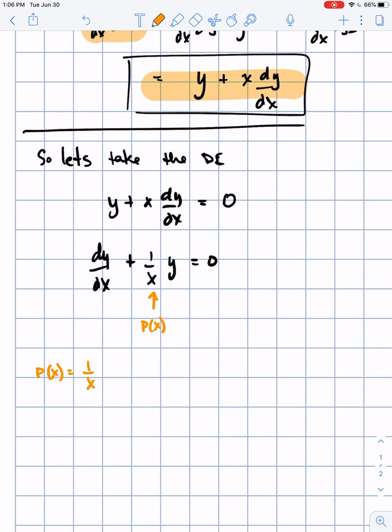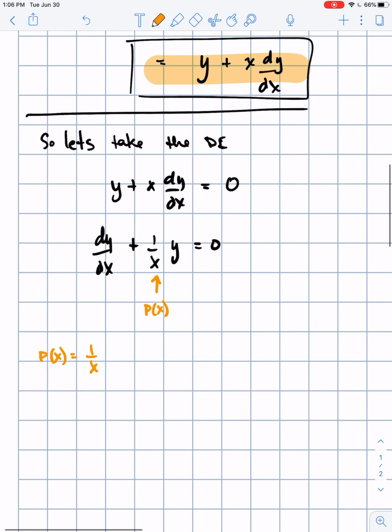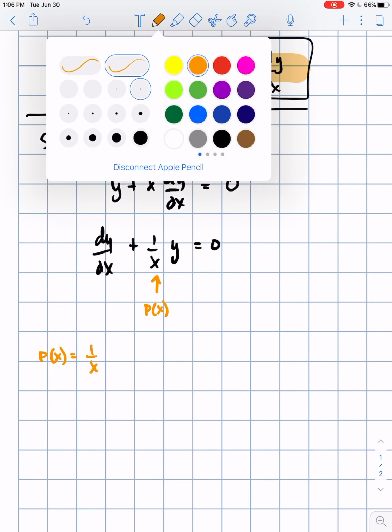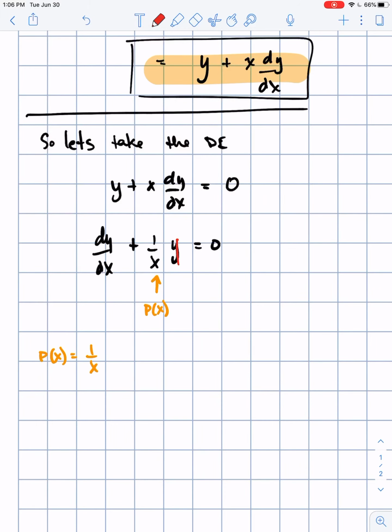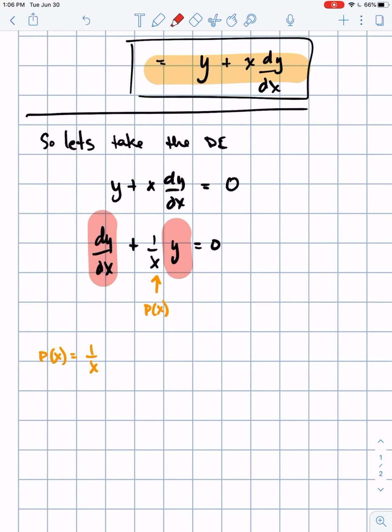I want to say to myself, think of what we did up here with the product rule. Because what's the derivative of y? It's dy dx. If I could put a function here whose derivative is this one, then I have that product rule.